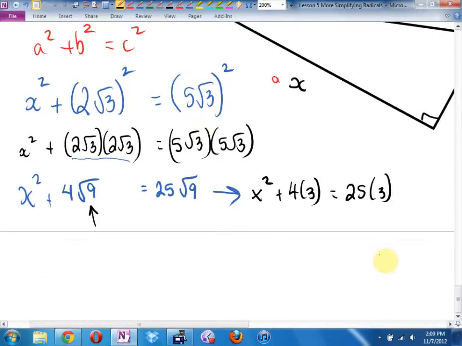In fact, I'm going to end up with this. X squared plus 12 equals 75. See where the 12 came from? There is a shorter way that I'm going to show you in a second. But you should end up with a 12 and a 75, even if you did it a different way.